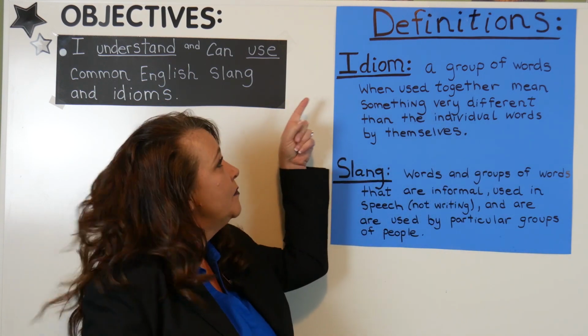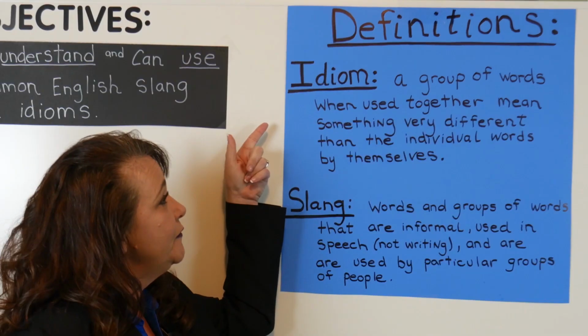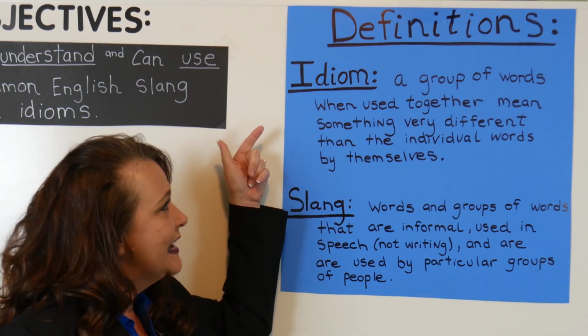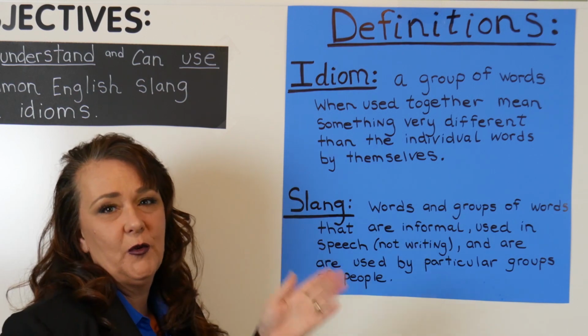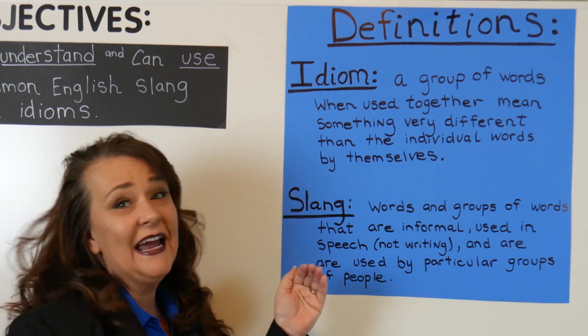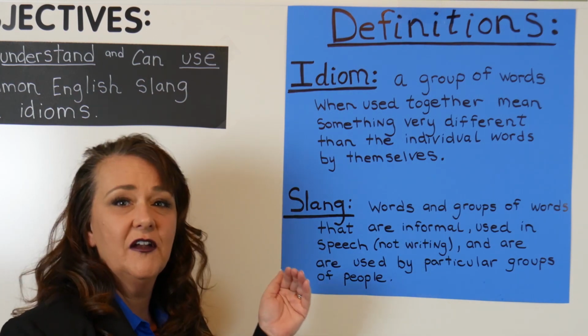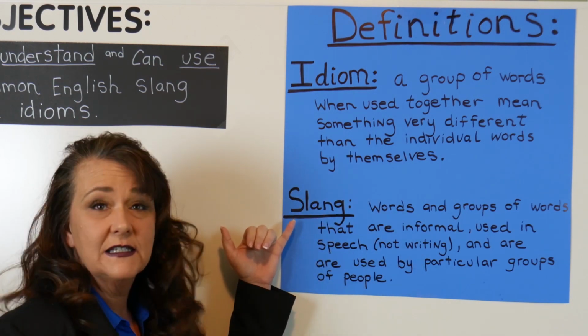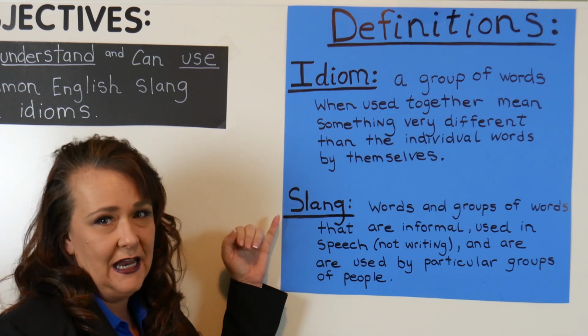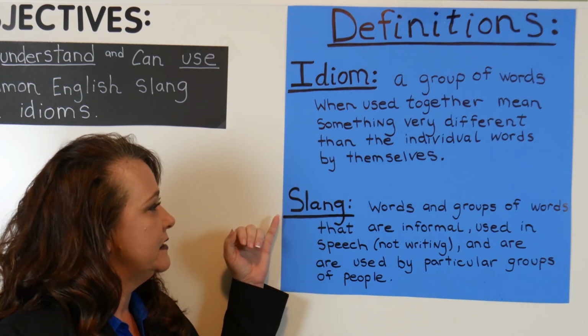As you can see, an idiom is a group of words. When they're used together, they mean something very different than the individual words, which means you can't look them up in your translator and understand what these words mean. We're also going to talk about slang, which is similar to idioms, but a little bit different.